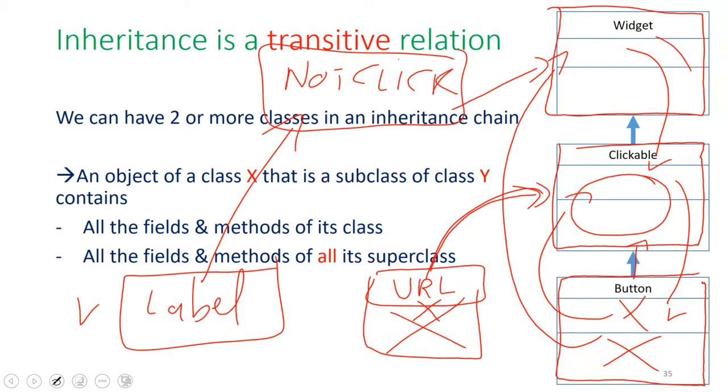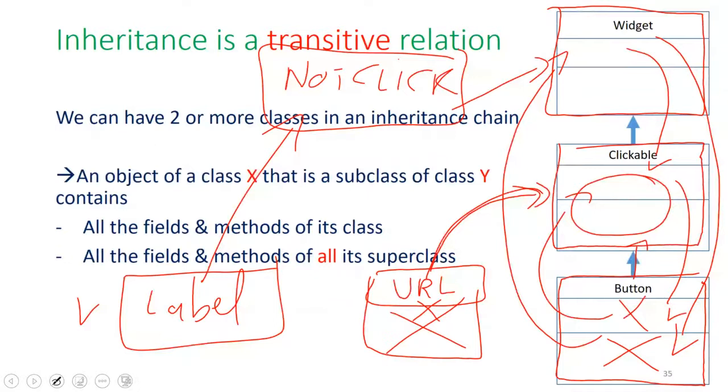And we can say that widget is a superclass of button. It's not the direct superclass of button, but button is a subclass of one of its first subclasses. And it can go on as long as we want, right? The chain of that transitivity can go on forever. You can have as many classes as you want.